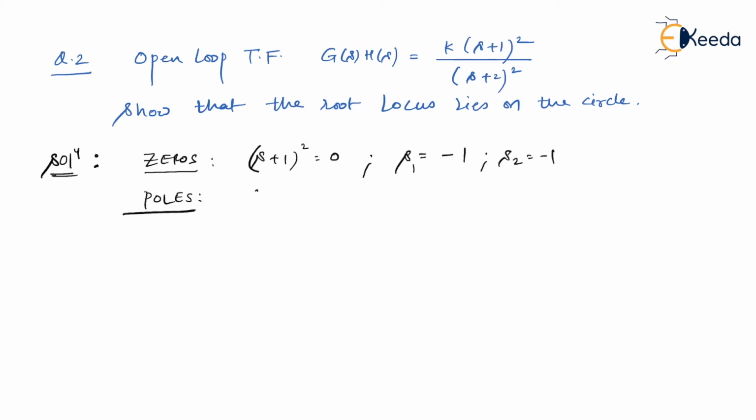And now let's look at poles. It is a similar situation, that is s plus 2 whole square equal to 0. It indicates s1 equal to minus 2 and s2 also equal to minus 2.